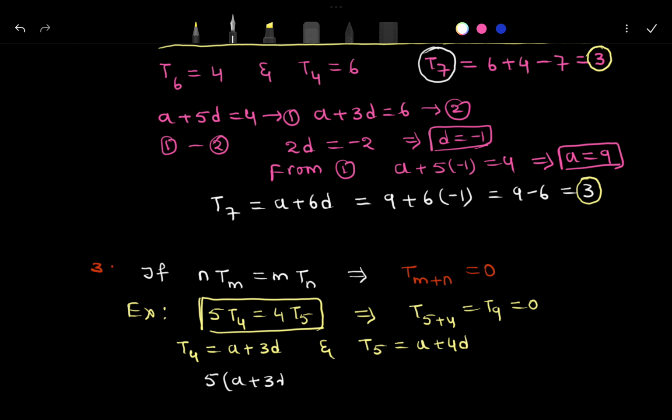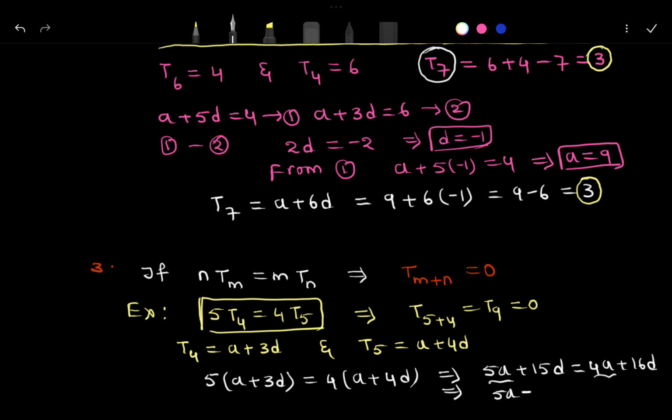A plus 3D equals, here 4 into T5 value will be A plus 4D. Now simplify this value. From this one we can write that 5A plus 15D is equal to, here this value will be 4A plus 16D. Now you get all A terms on one side and D terms on the other side. 5A minus 4A is equal to 16D minus 15D.